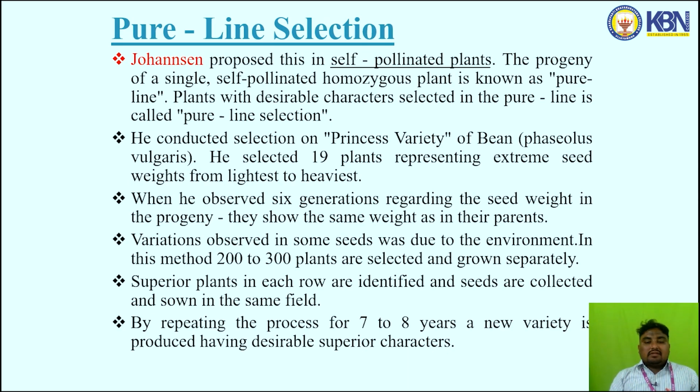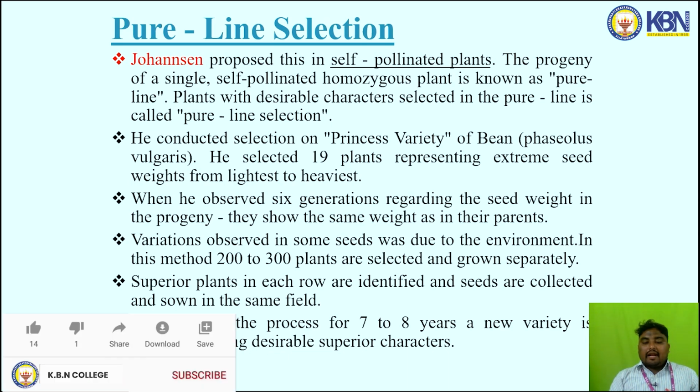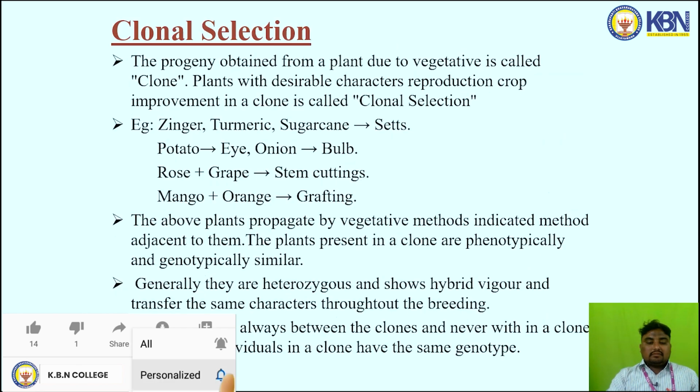When he observed the sixth generation regarding seed weight, the progeny showed the same weight as their parents. The variations observed in some seeds were due to the environment. In this method, 200 to 300 plants are selected and grown separately. The superior plants in each row are identified, and seeds are collected and sown in the same field. By repeating the process for 7 to 8 years, a new variety is produced having the desirable superior characters.